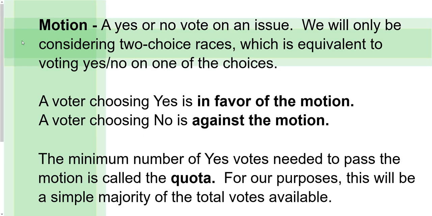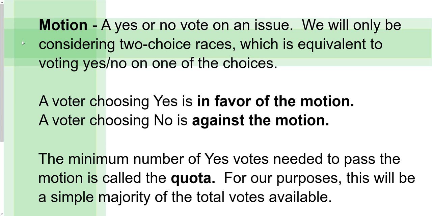Just some simple vocab related to government stuff here. A motion is a yes or no vote on an issue. And that's really what we're considering. So these kinds of elections are only good for questions that have a binary outcome. Do you wish to build a bridge or do you not wish to build a bridge? Will you vote for this package or will you not vote for this package? Could be anything like that.